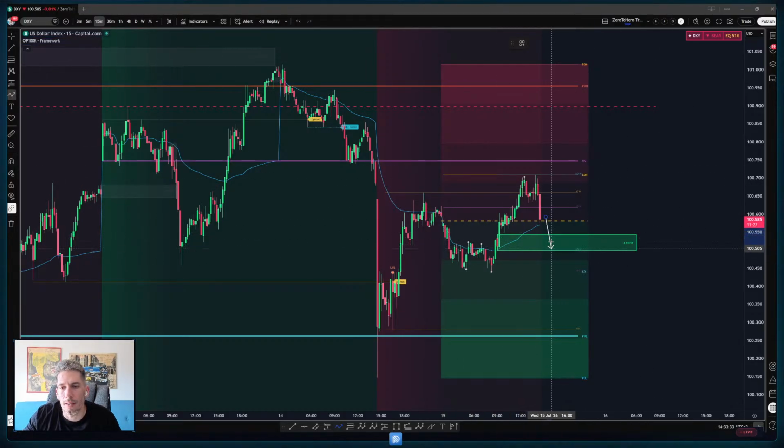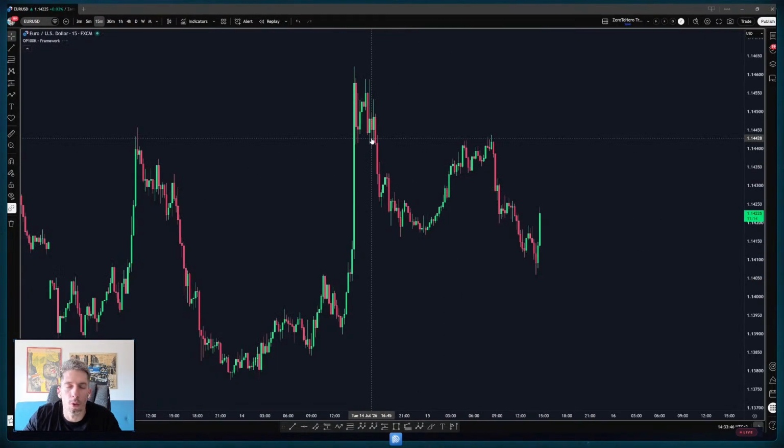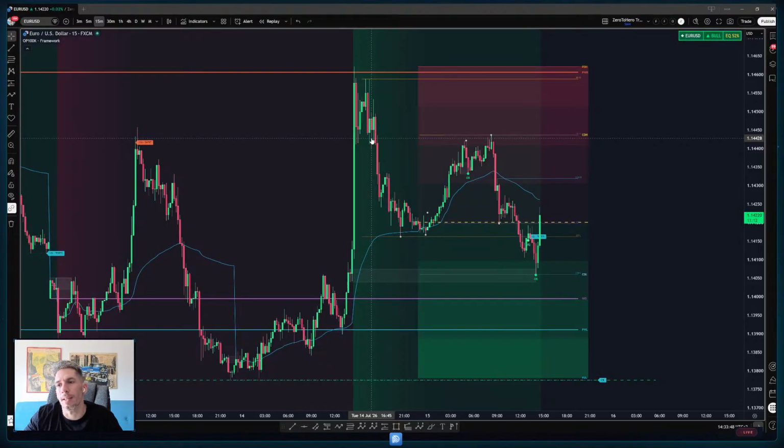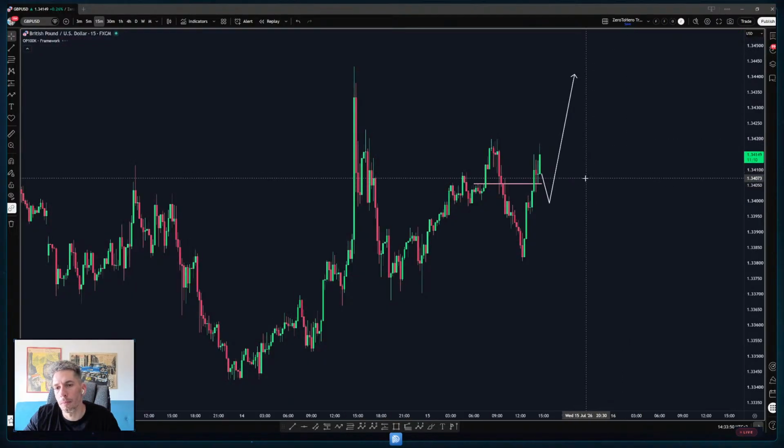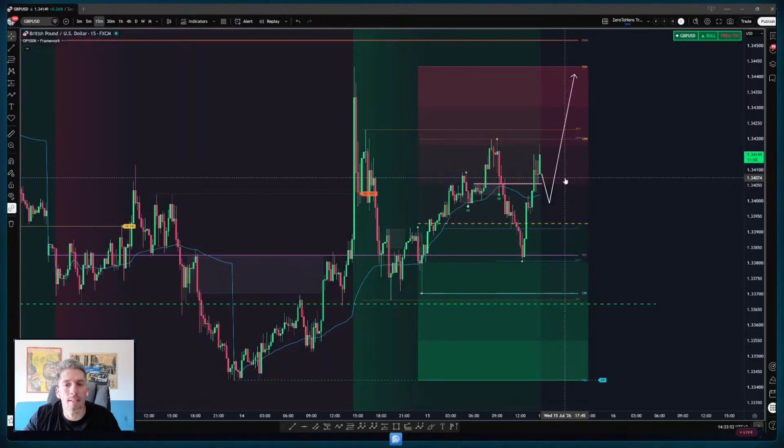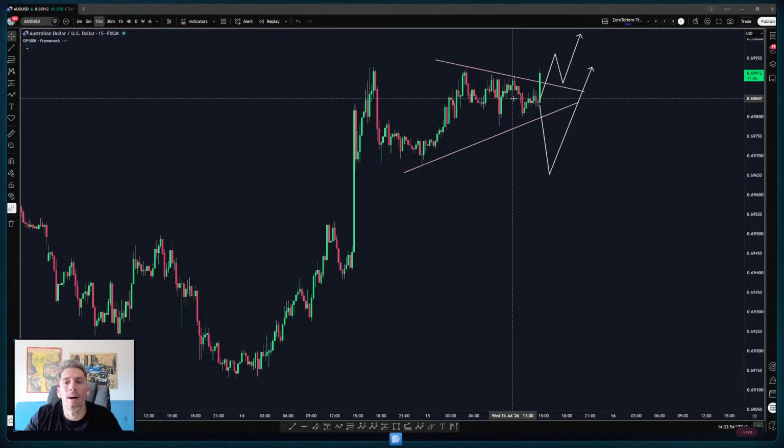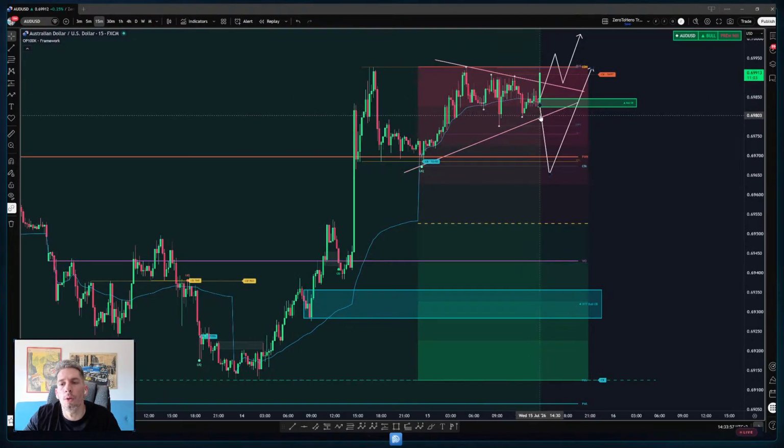So let's see how the dollar index will react, if this order block will find some buyers or we are going lower. Definitely would more prefer to stay with the trend that says lower. Everything is as expected. So for now, I don't want to touch much.